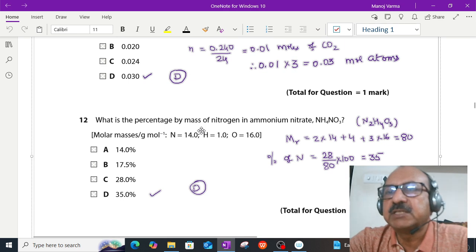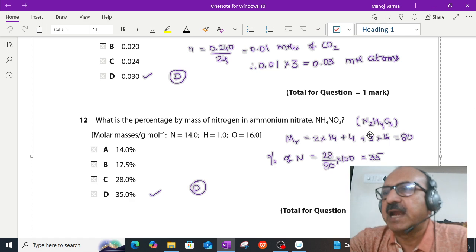What is the percentage by mass of nitrogen in ammonium nitrate? So you need to know the molar mass of ammonium nitrate. I have written this as N2H4O3, which helps you to get the molar mass.